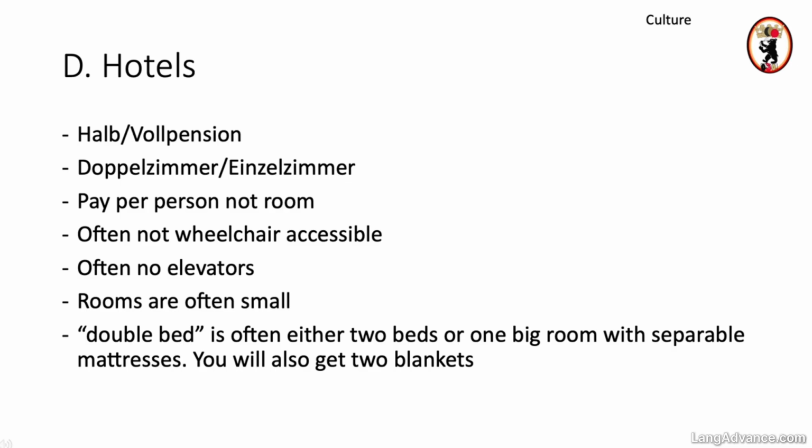Now let's talk about beds. If you book a Doppelzimmer, you might expect a queen or king size bed. However, you might find that the room has 2 single beds. And even if the hotel room only has 1 bed, most of the time you will find that it uses 2 separate mattresses and separate blankets.